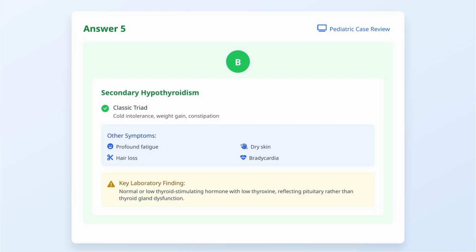Secondary hypothyroidism from thyroid-stimulating hormone deficiency presents with cold intolerance, weight gain, and constipation. Other symptoms include profound fatigue, dry skin, hair loss, and bradycardia. Unlike primary hypothyroidism, laboratory findings show normal or low thyroid-stimulating hormone levels with low thyroxine, reflecting pituitary rather than thyroid gland dysfunction.